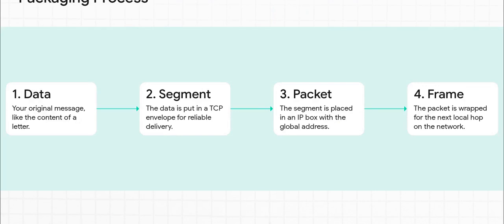All right, so let's look at the digital version of that. Your actual data, that's the letter. First, it gets wrapped in what's called a TCP segment. That's a layer that basically makes sure it gets there reliably, without any mistakes. Then that whole thing goes inside an IP packet. That's like the main shipping box with the final address on it. And finally, all of that gets wrapped in a frame, which is just the instructions for the very next stop on the journey, like from your laptop to your Wi-Fi router.